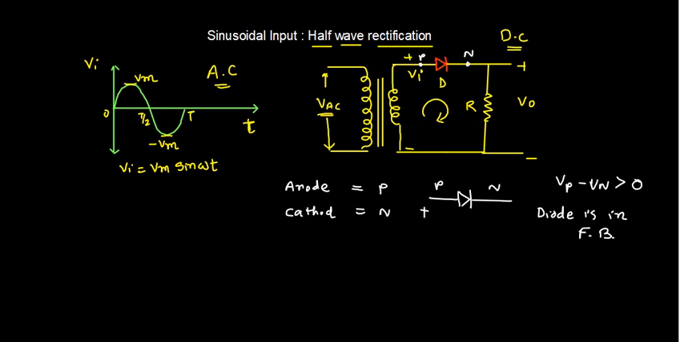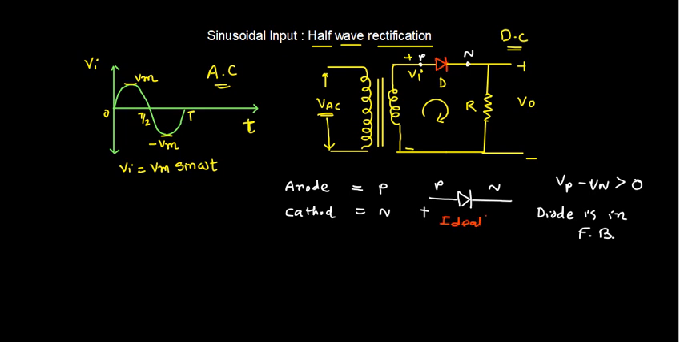So now in this case, what will happen to the diode? As we know, here is a positive and higher value, so this difference will definitely be greater than 0. Here this diode we have considered is an ideal diode.